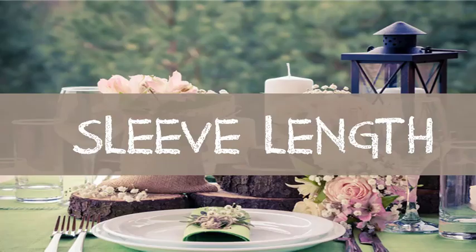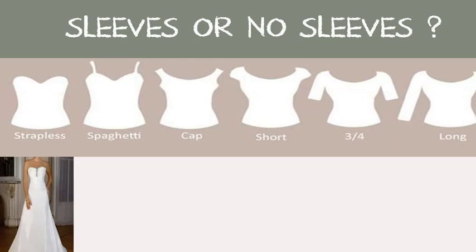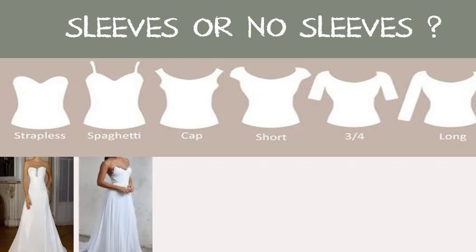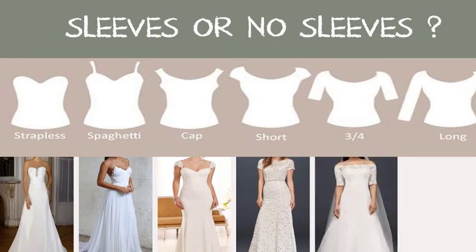Now let's go over the different sleeve lengths available for your wedding dress. Sleeves or no sleeves? That is the question. When it comes to sleeves on your wedding gown, you have about 6 different options. First, they're strapless, meaning there are no sleeves. Then you have spaghetti straps, caps, short sleeves, 3/4 sleeves, and long.